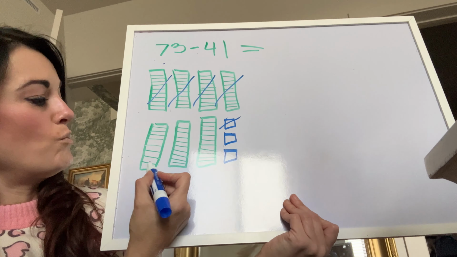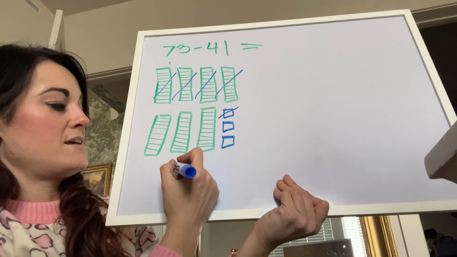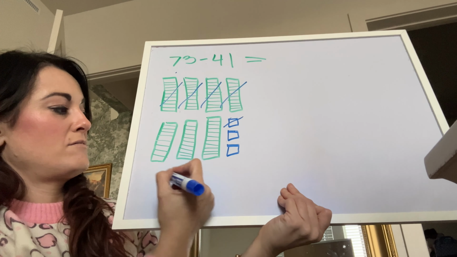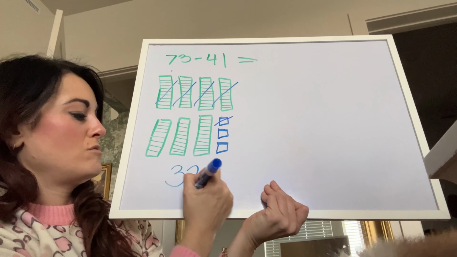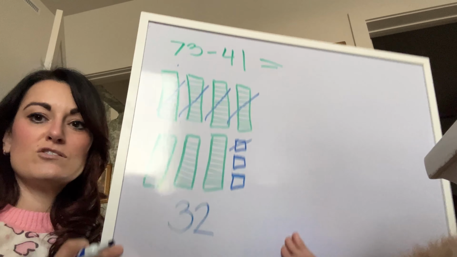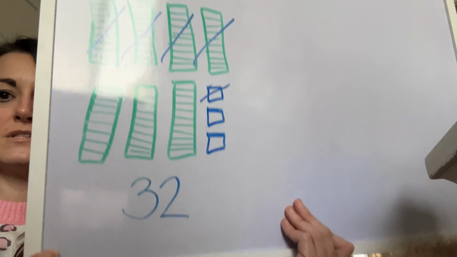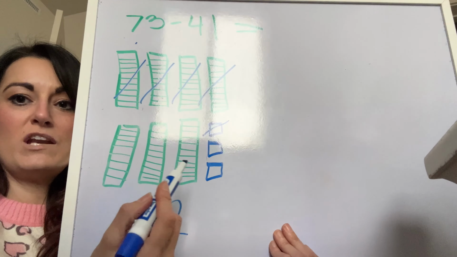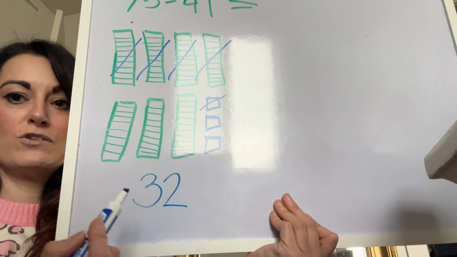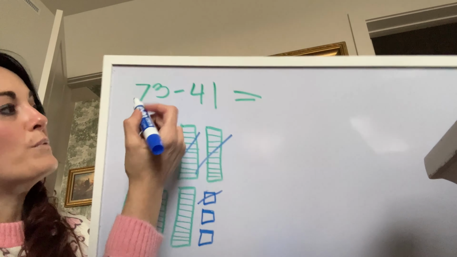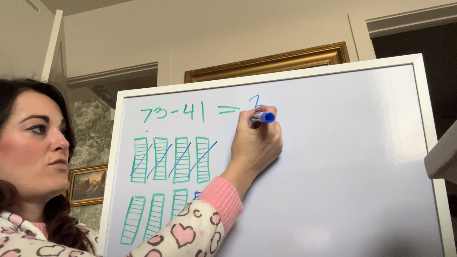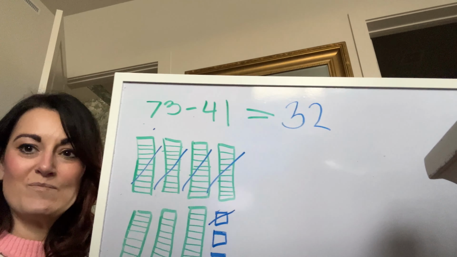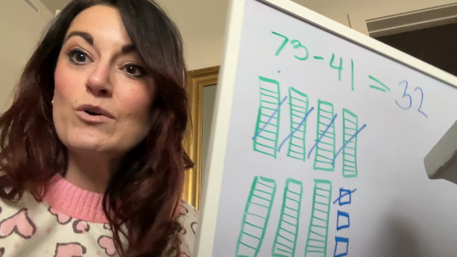We have 1, 2, 3 tens and 1, 2 ones. So, because this is 10, 20, 30, 1, 2, 32. Now we know 73 minus 41 is 32. All right, let's work on some more of these together.